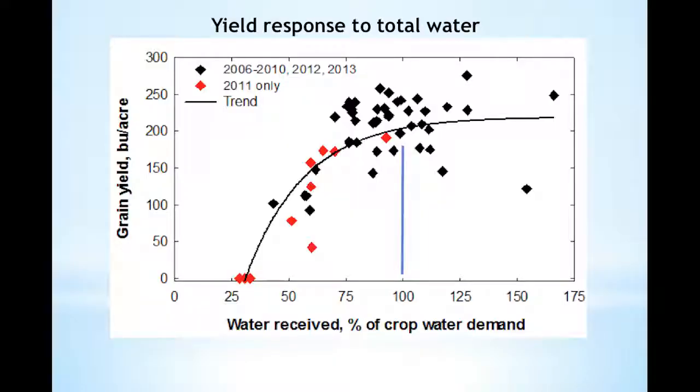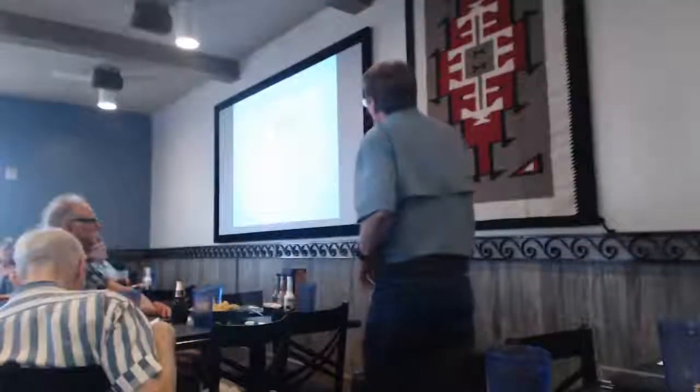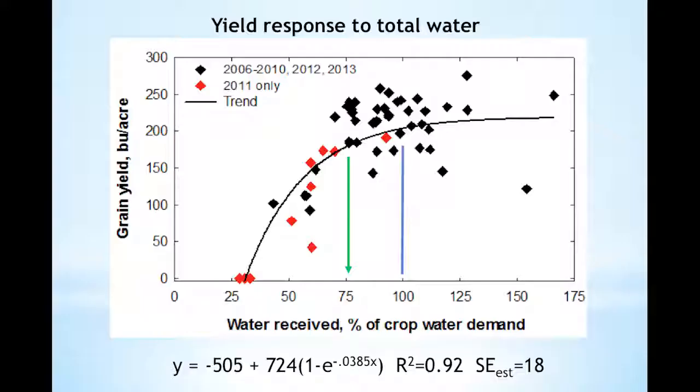This is a response curve of yield to water received as a percentage of crop demand. Crop demand is potential evapotranspiration, or 100%. So this blue line is 100%. If you irrigate, you're replacing every ET drop with a drop of water. And now this line, the green one, goes down to 75%. Here marks the point above which there's no increase in yield. There's a lot of noise in it because people are using different varieties and different irrigation systems.